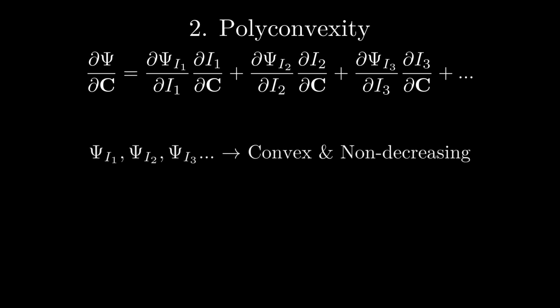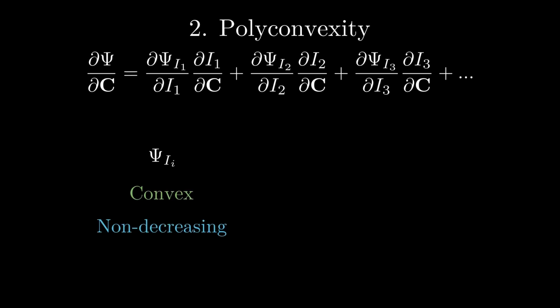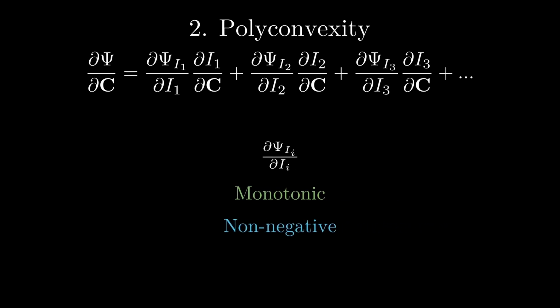But now, how do those requirements on the components of strain energy translate to their derivatives? Well, if a function of a single variable is convex, its derivative is monotonic. And if it is non-decreasing, its derivative is non-negative. And vice versa. So now the problem of obtaining a polyconvex strain energy function boils down to guaranteeing that these derivatives are monotonic and non-negative.